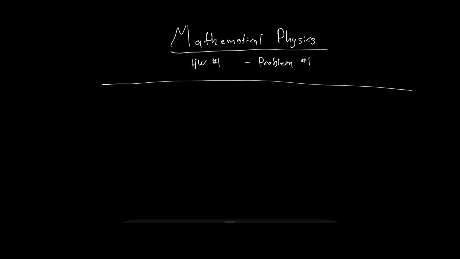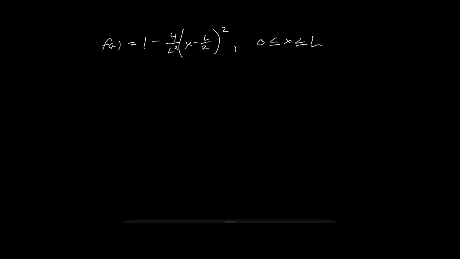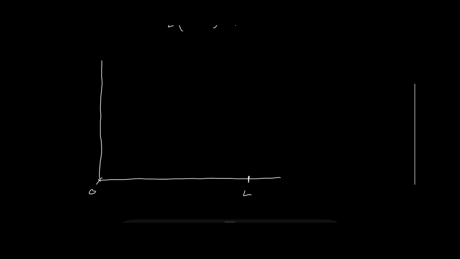So f of x equals 1 minus 4 over L squared times x minus L over 2, this quantity squared, and then x is between 0 and L. And yeah, if we just draw this really quick, this is 0 and this is L, so this is our domain that we're looking at.